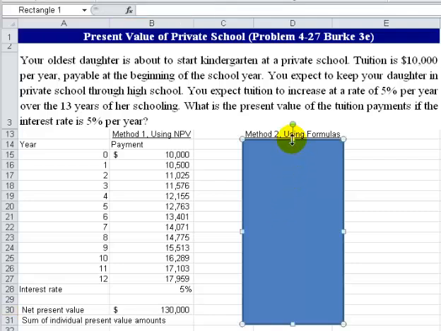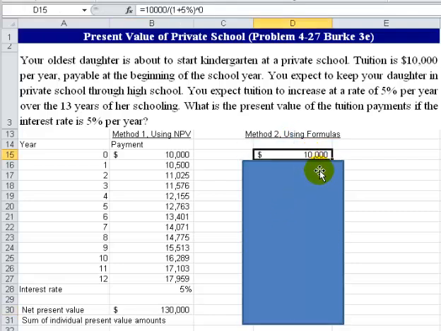But you could also solve this with formulas. So here's what we do. We know that present value is equal to the future value divided by 1 plus the interest rate raised to the power of n, the number of periods. So in the first case, I've got $10,000 divided by 1 plus 5% raised to a power of 0. Power of 0 always equals 1. So $10,000 divided by 1 gives us 10,000.